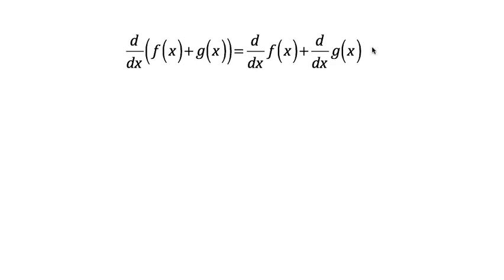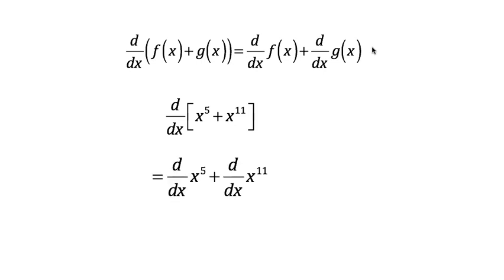Now, our next important rule is the derivative of f of x plus g of x is the derivative of f of x plus the derivative of g of x. Shortcut form is to say the derivative of the sum is the sum of the derivatives. So how are we going to use that? I want to take the derivative of x to the 5th plus x to the 11th. So that would be the derivative of x to the 5th plus the derivative of x to the 11th. That's all we have to do.